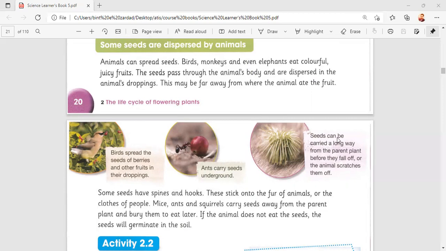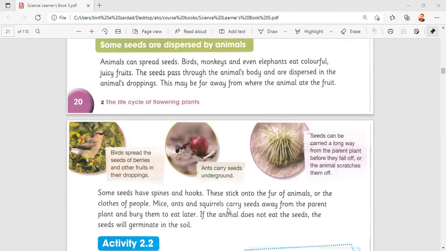Number three, seeds can be carried a long way from the parent plant before they fall off or the animal scratches them off. This is the body of an animal. You can see it's attached to the animal's body. Some seeds have spines and hooks like this one. These stick onto the fur of animals or the clothes of people.